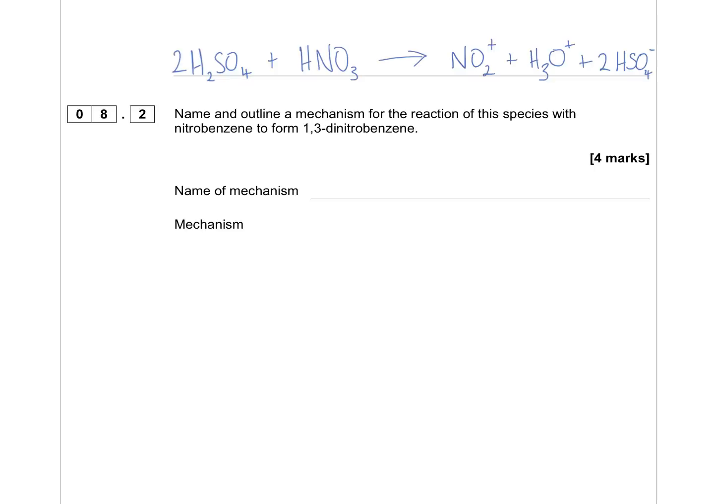Okay, so the name of that mechanism then: all of the reactions that attack the benzene ring are electrophilic substitution. So where we swap hydrogens on the benzene ring for different electrophiles. They all have the same mechanism. So what we're going to do, start off by drawing the benzene ring.